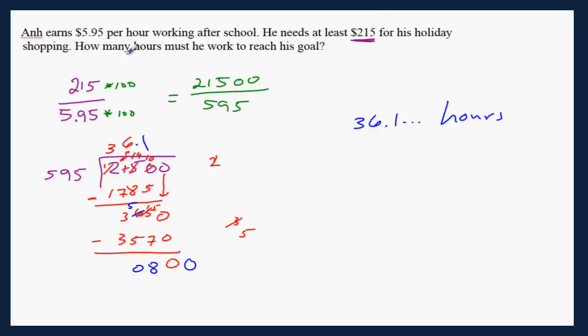$215. So he must, and of course, we're not looking for a partial hour or something. We're looking for a full hour. So either 36 hours or 37 hours. So the minimum number of hours that he must work to make 215 or greater is going to be 37 hours. Work well.